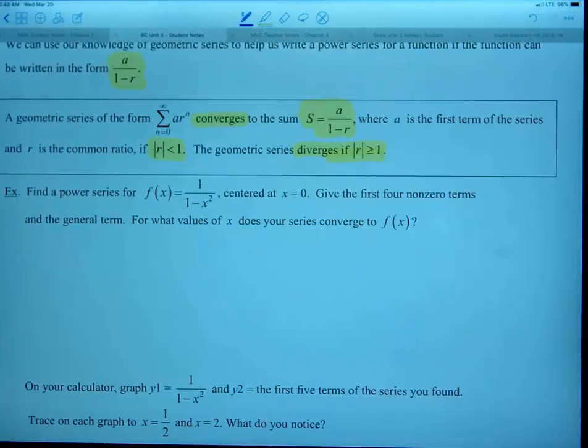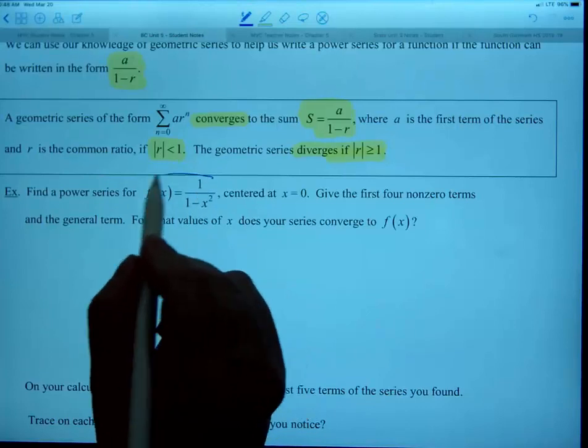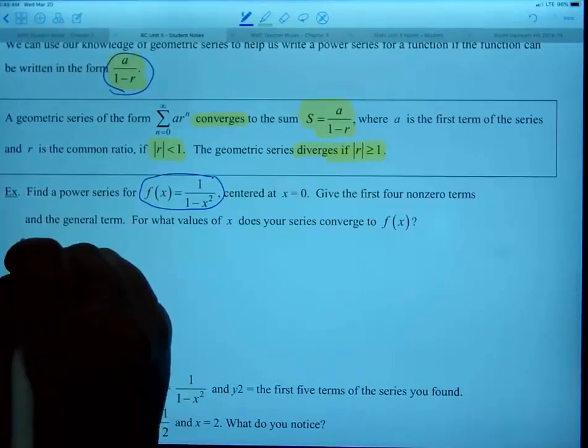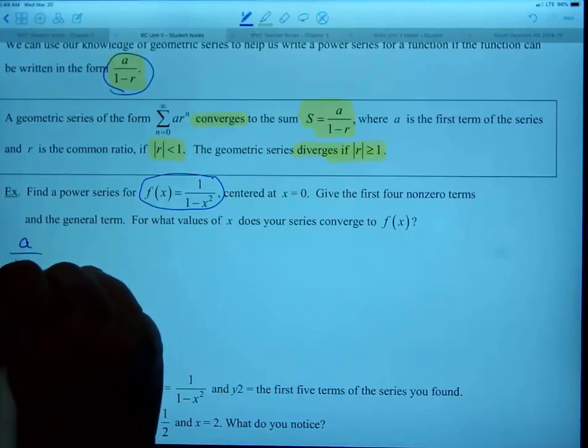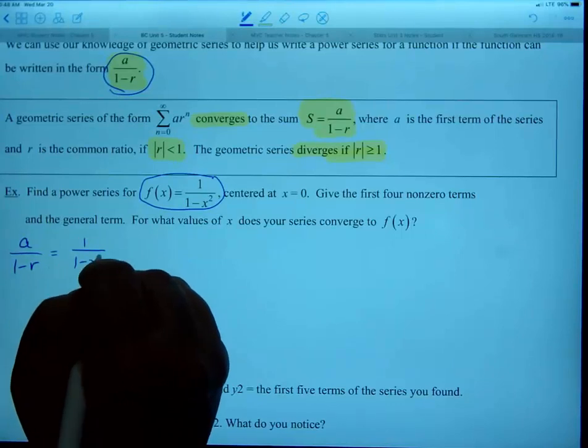Now, we did this 2 days ago with Taylor and Maclaurin, and it was pretty involved. We had to figure out the pattern, then we could write the nth term, then we could do the interval, then we could do the r. We did a lot of stuff, but I can take what took us 15 minutes and knock it down to 5. Just really quick to do this problem, okay? So what you do is you take your function and you set it equal to this fraction that I talked about up here. So off to the side, write down a over 1 minus r equals 1 over 1 minus x squared.